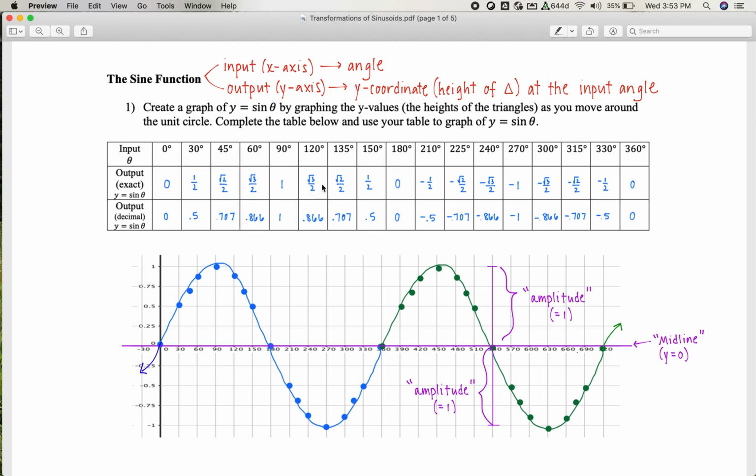And maybe it'll help to see this in a table. We've looked at these special landmark locations on the unit circle. What I've done here is for the output, I've just put the triangle height, or the y-coordinate, at that location.